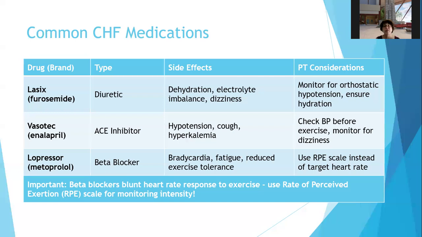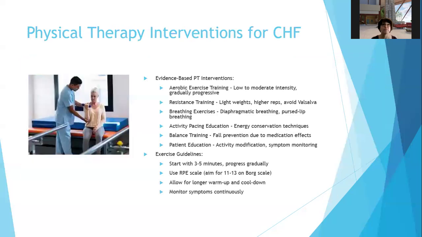So side effects for diuretics and an ACE inhibitor can be dizziness or orthostatic hypotension. So that can be an issue during PT. For beta blockers, it artificially lowers your heart rate. So you have reduced exercise tolerance and more fatigue, and you can't use the heart rate as a reliable measure for exertion. You have to use rate of perceived exertion because beta blockers blunt that heart rate response to exercise. So we've got to teach our patients how to use rate of perceived exertion to tell how hard they're working.